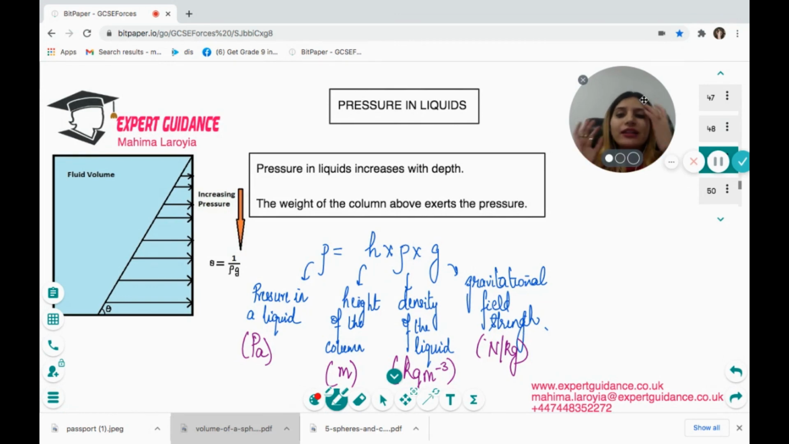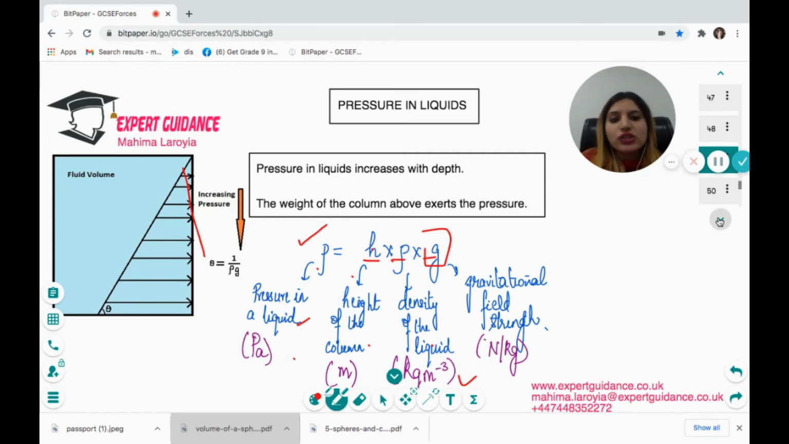Now, when we talk about pressure in a liquid, it increases with depth. The weight of the column above exerts the pressure downwards, and the pressure in the liquid is measured in pascals, and it is given by the formula h rho g. h is the height of the column, rho is the density of the liquid, which is in kilograms per meter cubed, and g is the gravitational field strength, which is newtons per kg. Height is in meters, pressure is in pascals, and g again you can use 9.8 meters per second squared or 10.